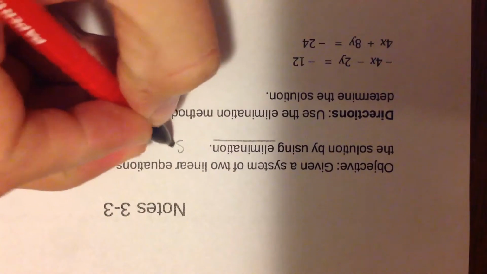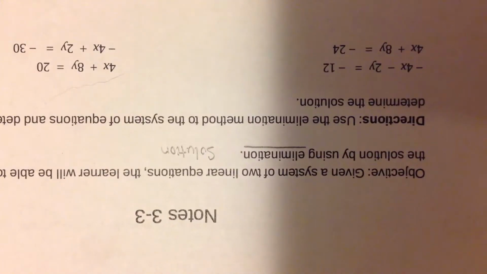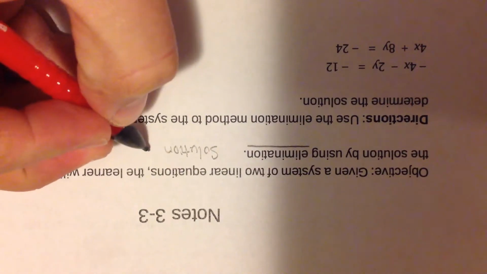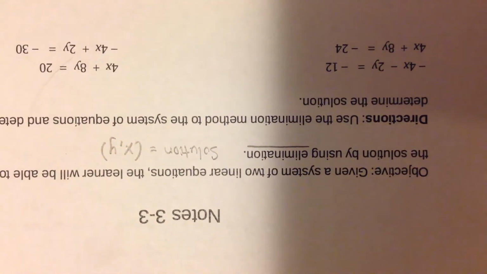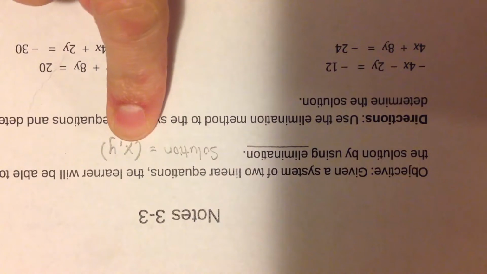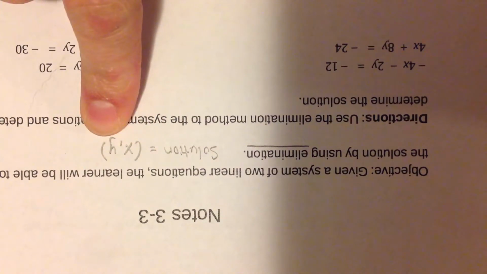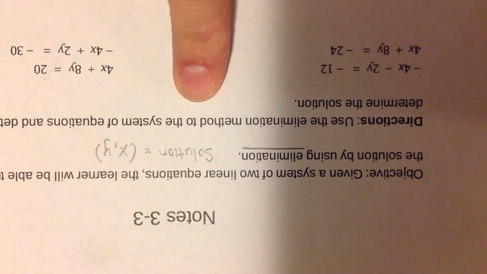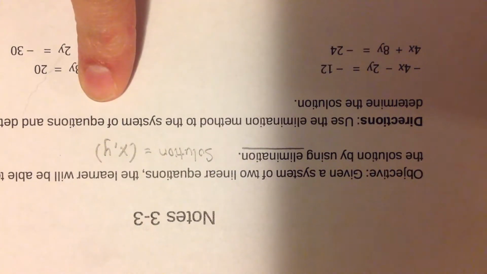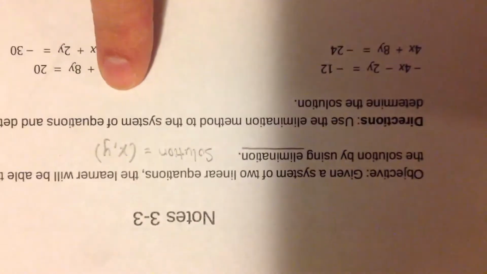Again, the thing to keep in mind here is that when you're looking for a solution, it's where the two lines, or two graphs, cross, and the solution is an ordered pair, which is an x and a y value. So keep in mind, we're not done when we solve for one letter, we have to also substitute and solve for the second letter. So our directions are going to be to use the elimination method to solve the system of equations and determine the solution.